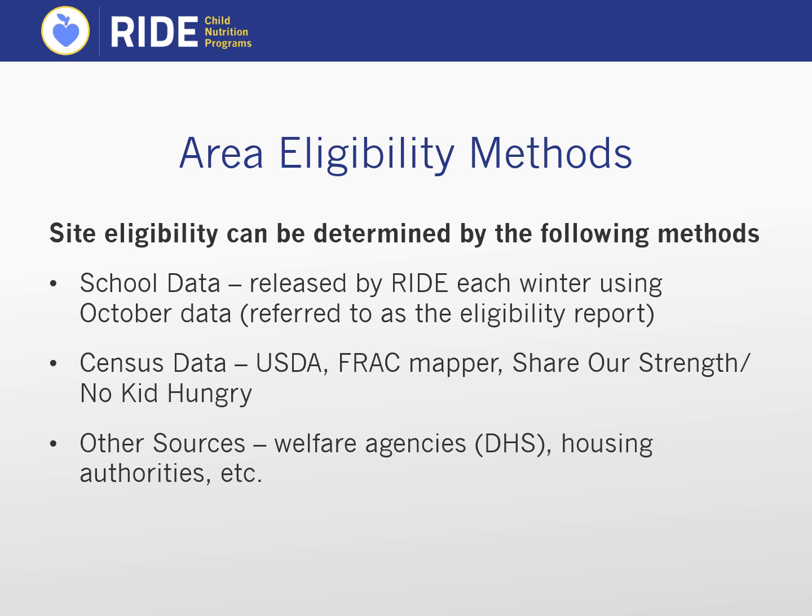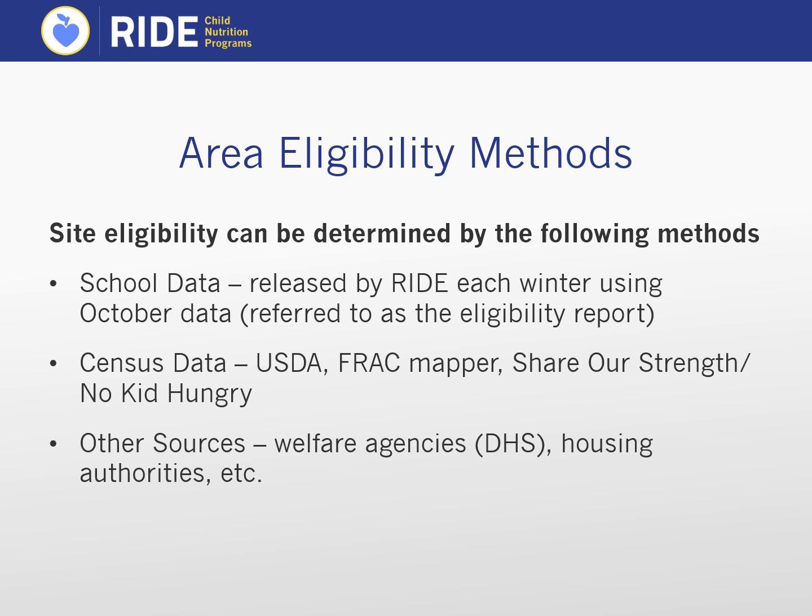There are several ways you can determine area eligibility. If one method doesn't qualify your site, we recommend trying each of the different methods. First, you can use school data, which displays the percentage of students who qualify for free and reduced price meals in each school. This report is released by RIDE each winter to sponsors, and any school that meets 50% qualifies for area eligibility. Please note that this is also sometimes referred to as the eligibility report. A site can either be located in a qualifying school or in the attendance area of a qualifying school.